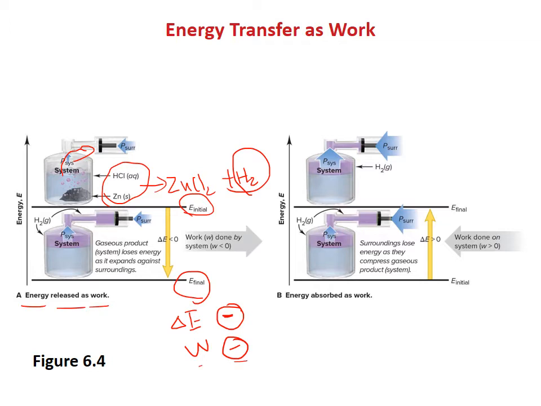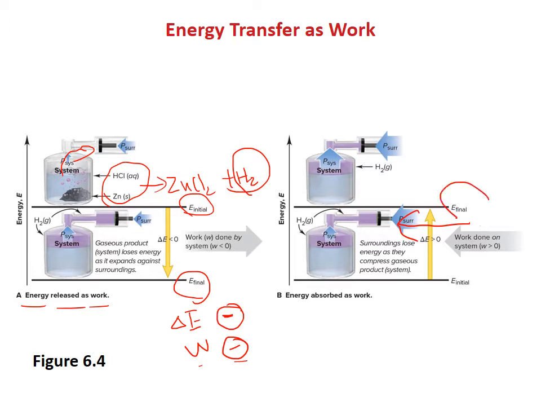Suppose that after the reaction is over, we increase the pressure of the surroundings so that the piston moves in, compressing the hydrogen gas into a smaller volume. In this case, energy is transferred as work done by the surroundings on the system. So the system absorbs energy as work done on it.